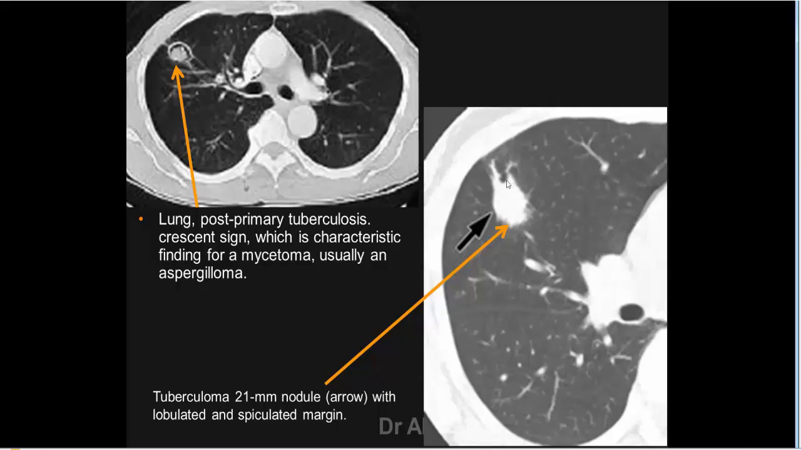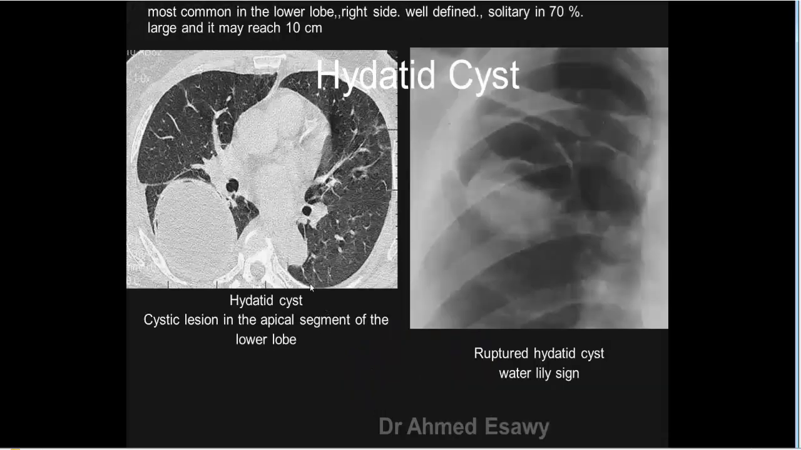Tuberculoma: a 21 mm nodule with lobulated, spiculated margins.